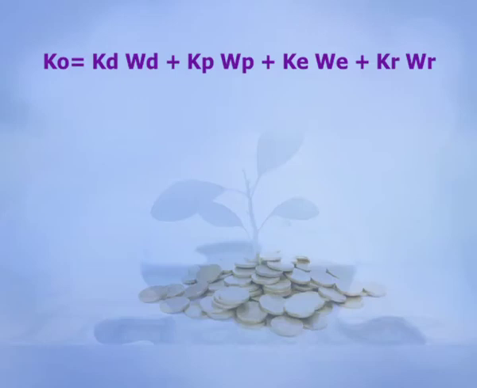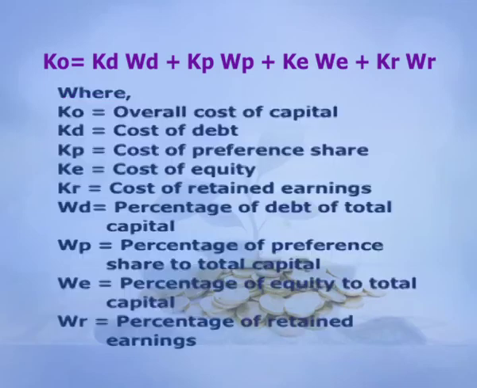KO is equal to KD multiplied by WD plus KP WP plus KE WE plus KR WR, where KO is the overall cost of capital, KD is the cost of debt, KP is the cost of preference share, KE is the cost of equity, KR is the cost of retained earnings, WD is the percentage of debt to total capital, WP is the percentage of preference share to total capital, WE is the percentage of equity to total capital, and WR is the percentage of retained earnings.